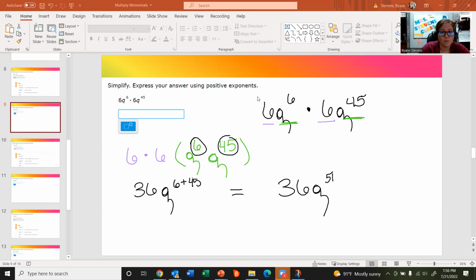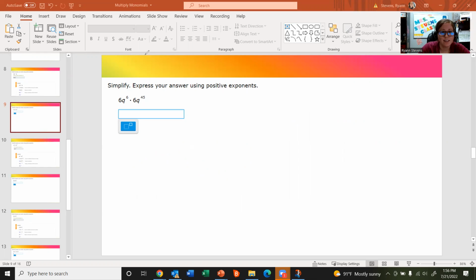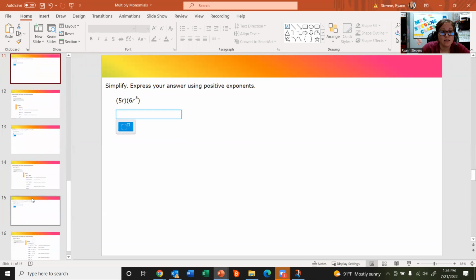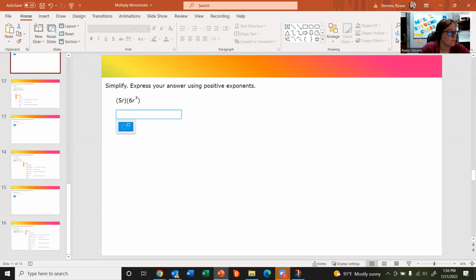All right, we'll keep moving with this one. Let's look at this question here. We have 5r times 6r to the 8th power. And with this one too, the parentheses are there. It's really the same thing that we've seen before. It just lets us know that those are grouped together and we are multiplying. So there's not really anything different that you're going to do with this one besides the math that's involved.